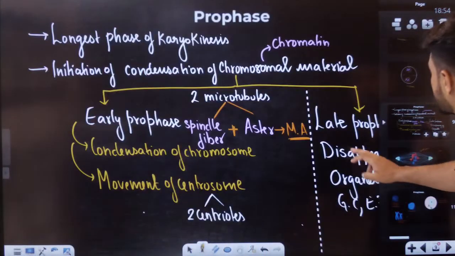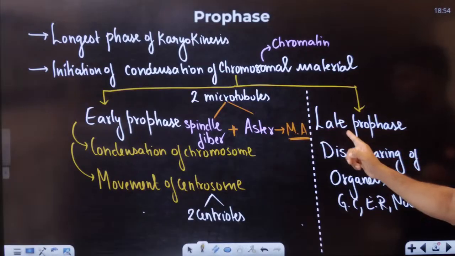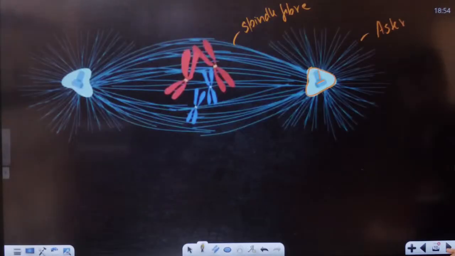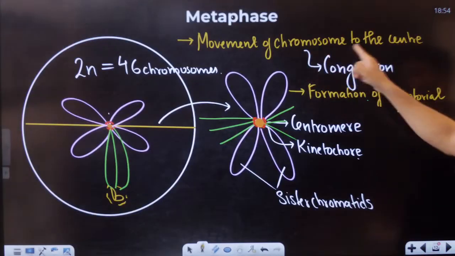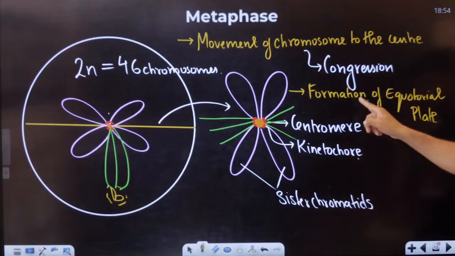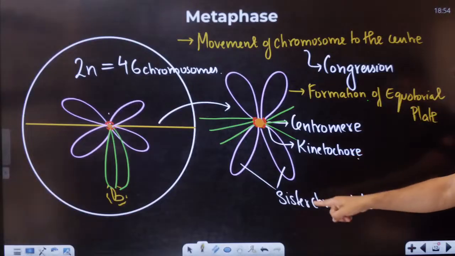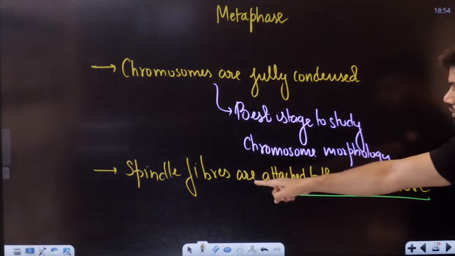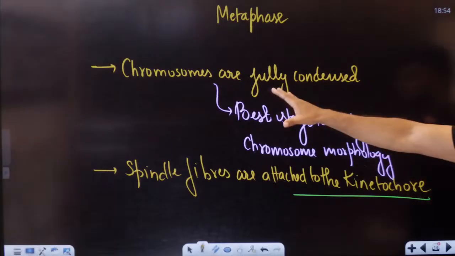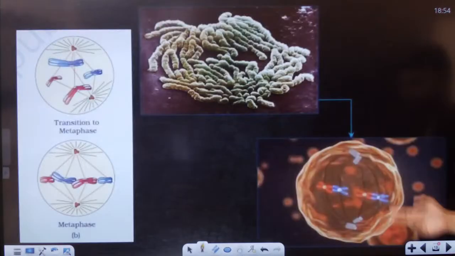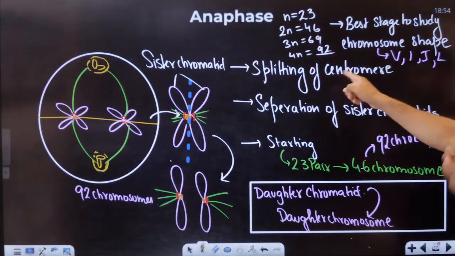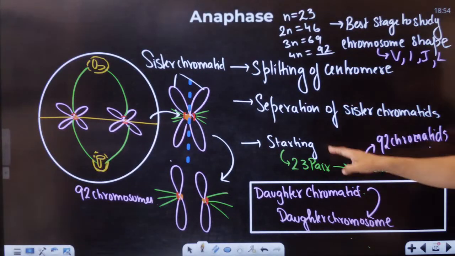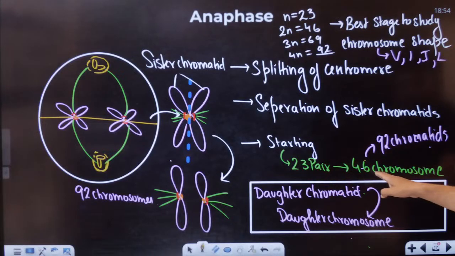Notes are written here also today. See, early prophase, late prophase, prophase, what happens here? Metaphase: movement of chromosomes to the center is called congregation, with formation of the equatorial plate and attachment of spindle fibers to the kinetochore. The best stage to study chromosome morphology using karyotyping, students, is this one. Anaphase: splitting of centromere, separation of sister chromatids.